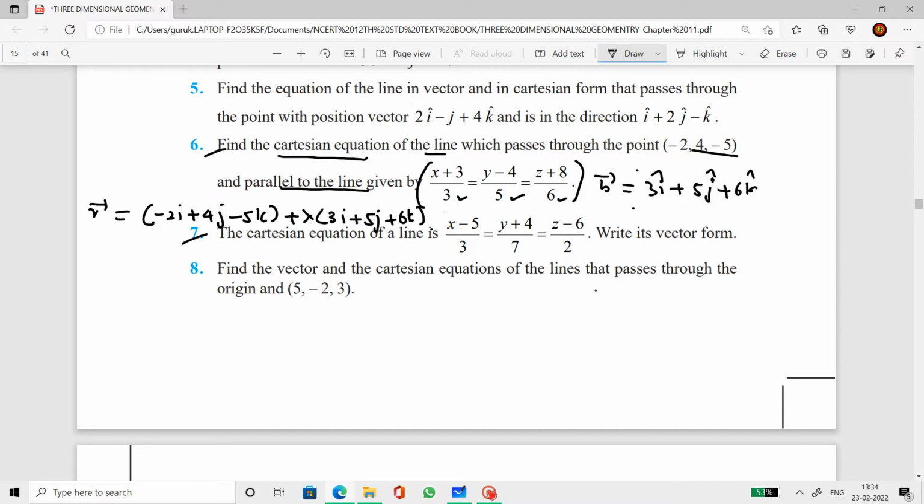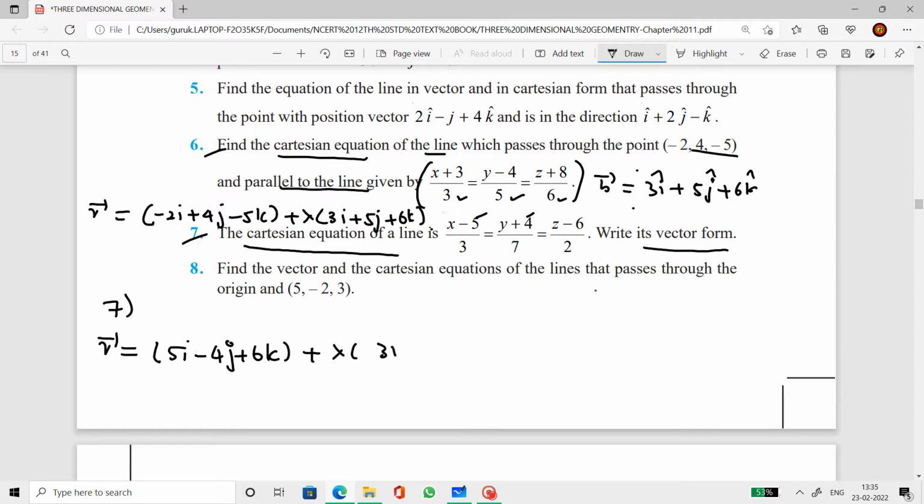Now, 7th question, they have given the Cartesian equation and want you to form the vector equation. The passing through point is (5, minus 4, 6), and the direction vector is (3, 7, 2). So, we can directly convert them. R vector equals the point, which is 5i minus 4j plus 6k, plus lambda times 3i plus 7j plus 2k.